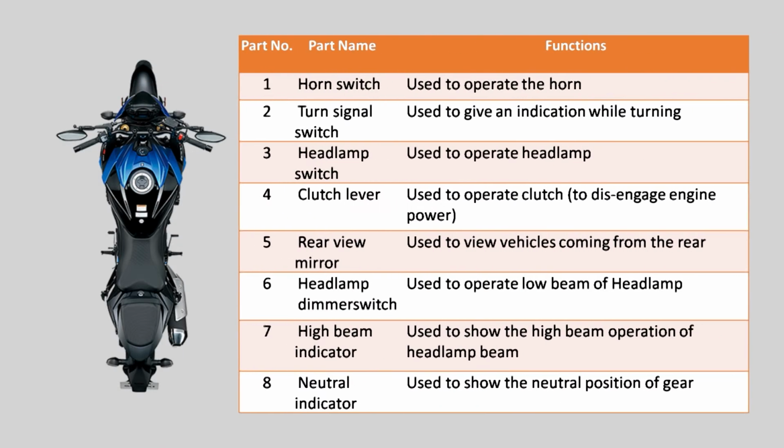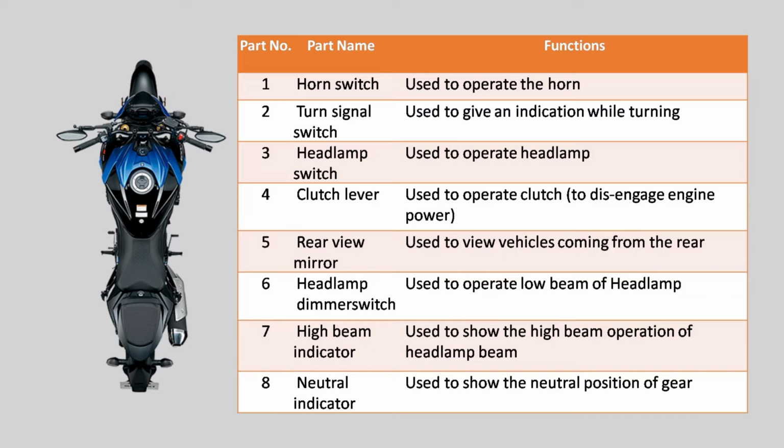Then horn switch, it is used to operate the horn because if somebody is coming and you want to have a smooth ride, you will press the switch for the horn, and the person walking here and there may be warned. Turn signal switch, if you want an indication while turning left or right, you have a turn signal. If you want to turn left or right, you can use that signal.